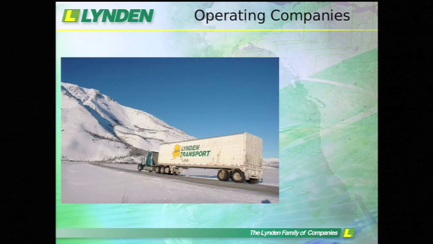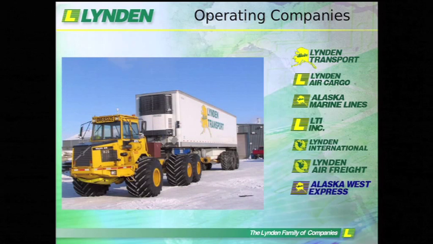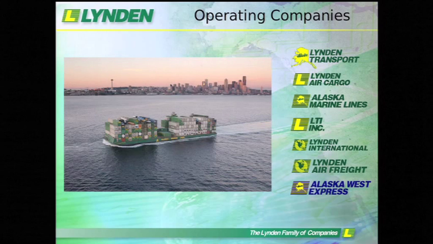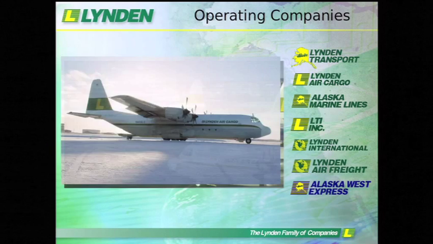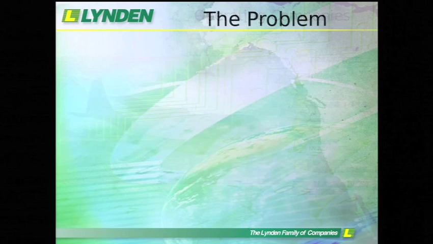And then a little bit about Linden. Linden owns more than 50 different operating companies that work in different markets, mostly in shipping freight to and from Alaska, although some of the companies have worldwide operations. Linden Transport's probably our biggest company. It's a trucking firm. Then Air Cargo and Air Freight are 2 of the other big ones, and then Alaska Marine Lines, which is our barge line. So when we develop applications, we have to satisfy a pretty diverse requirement base across all of those companies. So what's the problem that we're trying to solve here?